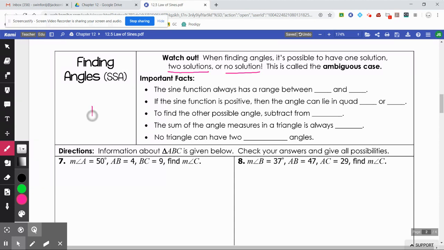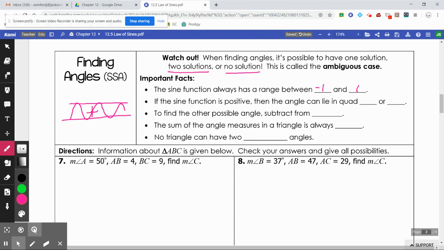If you remember a sine curve, sine of 0, 0, sine curve looks something like this. It continues on forever in both directions. The sine function always has a range. It never gets above 1, and it never gets below -1. So it has a range somewhere between -1 and +1.